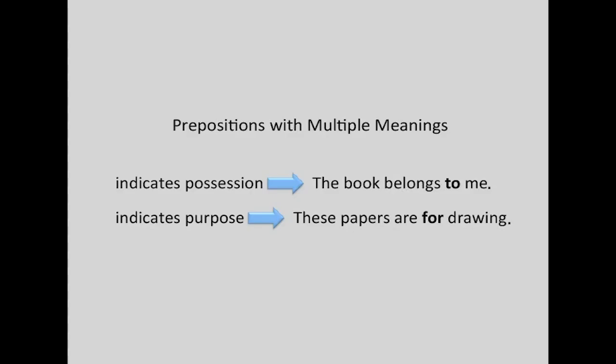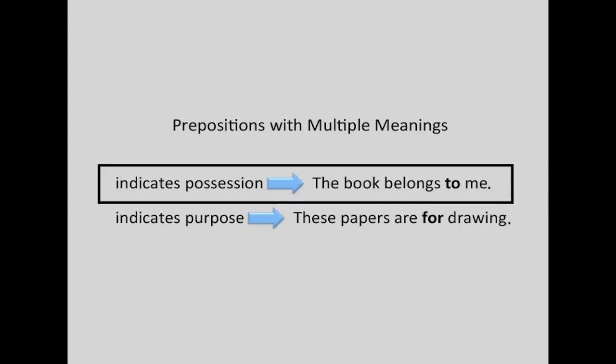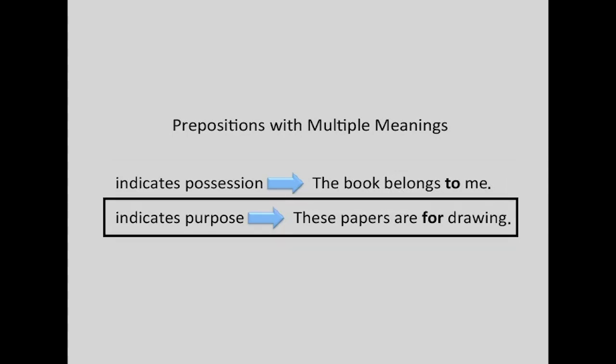Apart from these three groups, there are many other miscellaneous cases where a preposition is needed. These cases generally have only one or two prepositions, and so it would be incorrect to call them a different group. The preposition to, for instance, can be used to indicate possession. The book belongs to me. Similarly, the preposition for indicates purpose. These papers are for drawing.